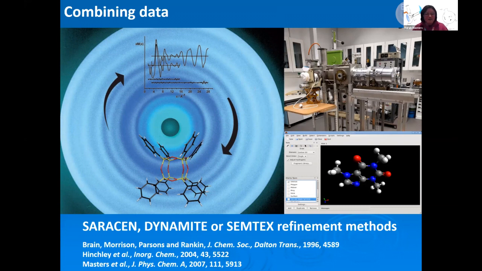This was the largest structure that had ever been looked at using electron diffraction. And so the process of combining theoretical and experimental data together in this way, there are different ways that we can do it, and we like our acronyms in the group. So we have the SARACEN method, the DYNAMITE method, or the SEMTEX method. SARACEN is where we can combine structure analysis restrained by ab initio calculations for electron diffraction. So using our ab initio calculations as restraints or extra observations within the data. And then DYNAMITE and SEMTEX are more dynamic interaction of theory and experiment.